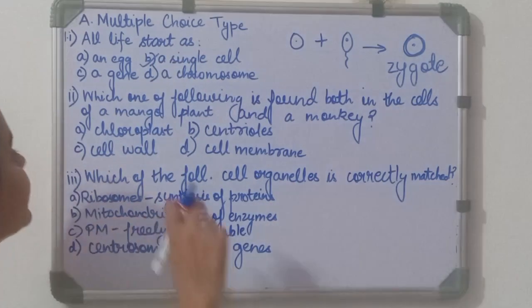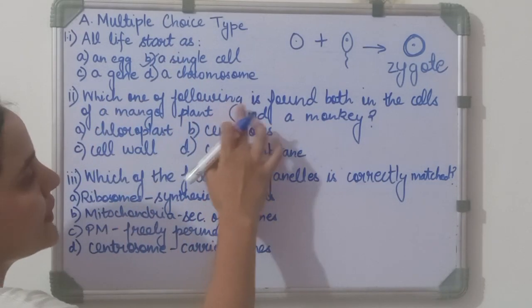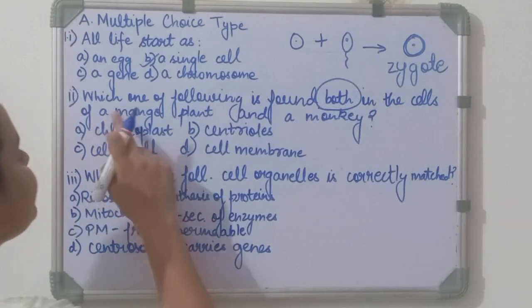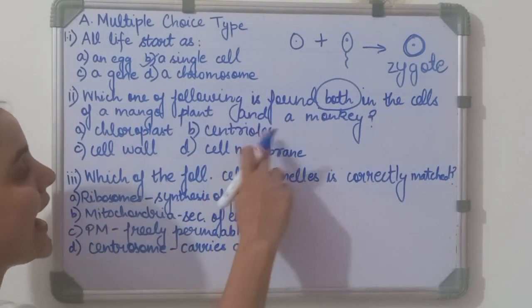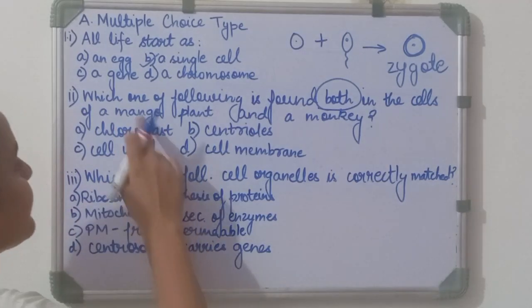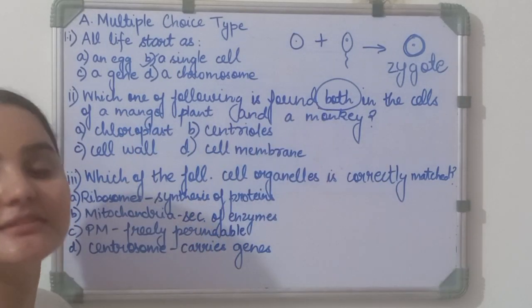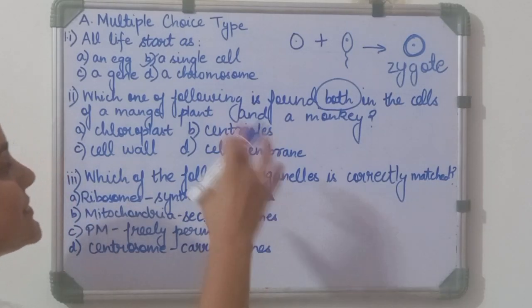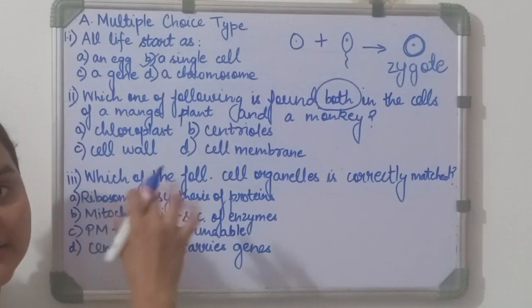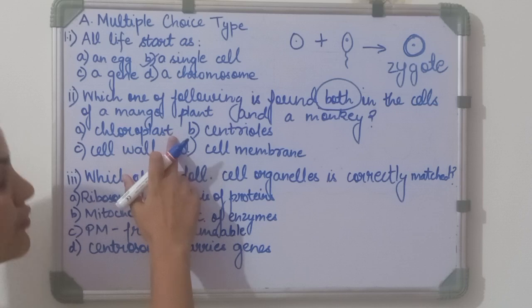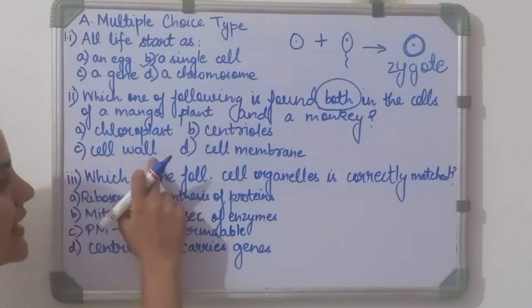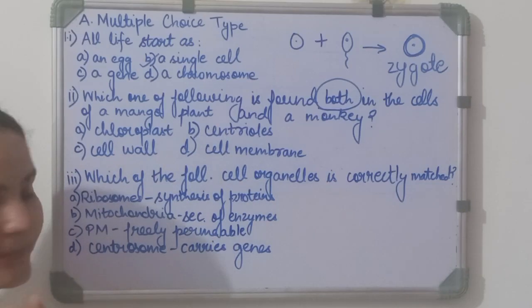Now next question. Which one of the following is found both in the cells of a mango plant and a monkey? So mango is a plant and monkey is an animal. So the question is asking the common thing which is found in both. Okay, so let's see the options. Option A is chloroplast, option B is centrioles, option C is cell wall, and option D is cell membrane.